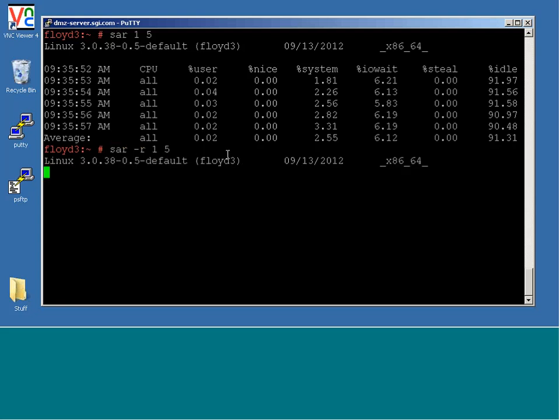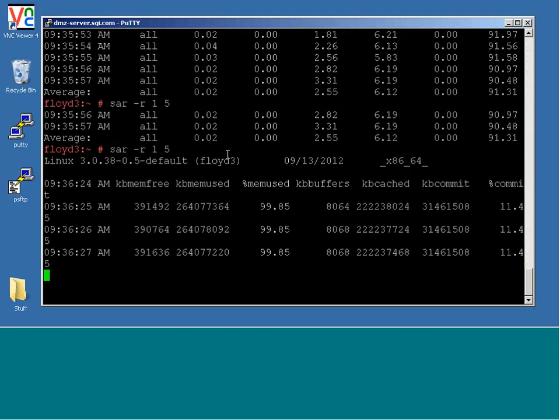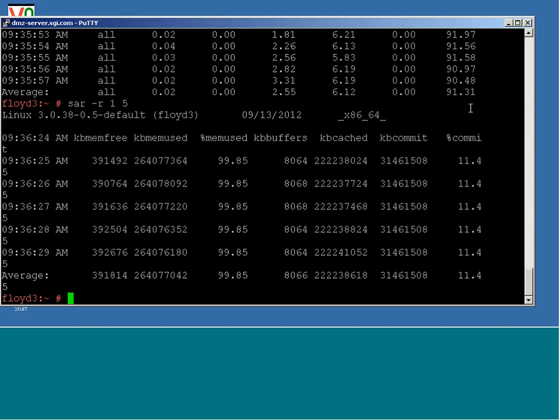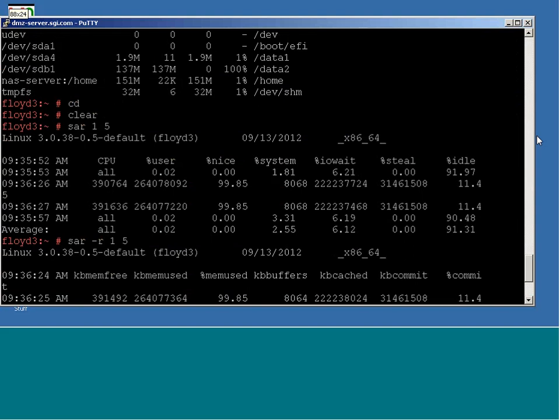sar -r 1 5. So I do have an out-of-memory situation here. I've got 99% of my memory used. Let me try to get this. And again, sar doesn't really give me the detail that I want.